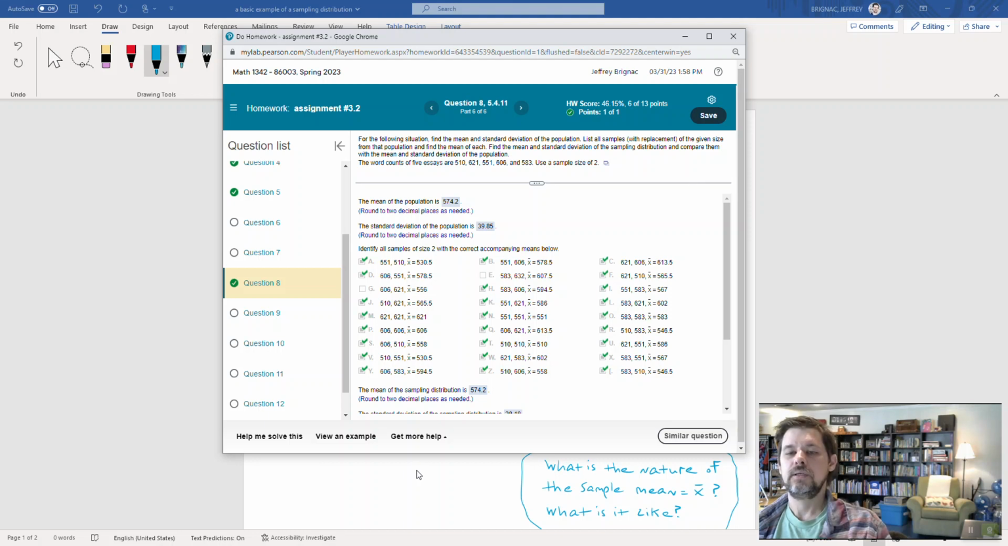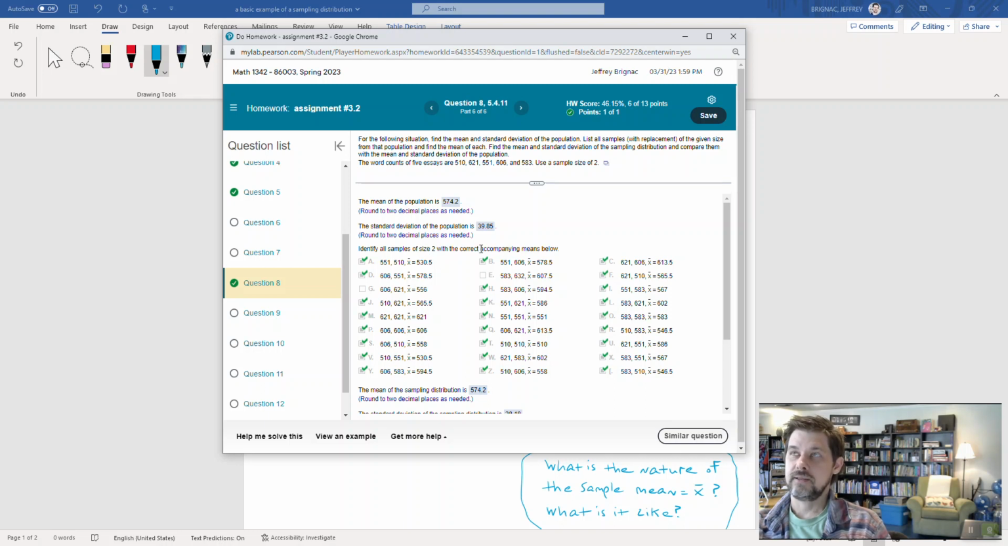Well, hello everybody. So I am going to make a video on this problem right here, which at least at the time that I'm recording this is question 8 from my math lab assignment 3.2. But this question is fairly involved, all right? There are a lot of numbers. I would imagine that it could be easy to get lost in it.